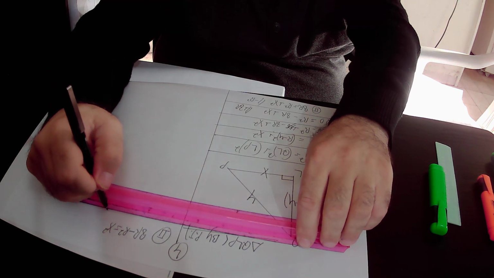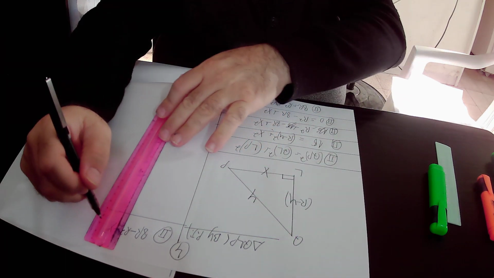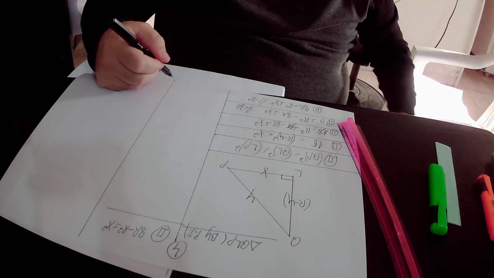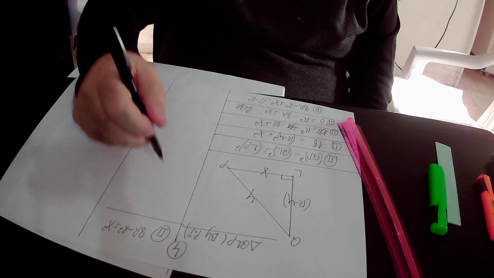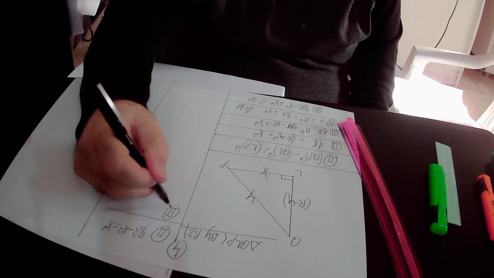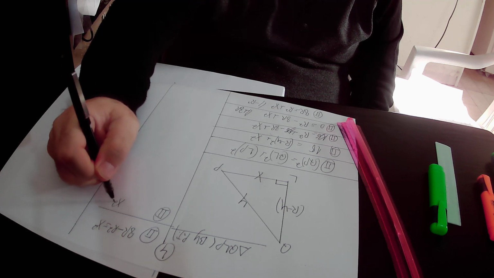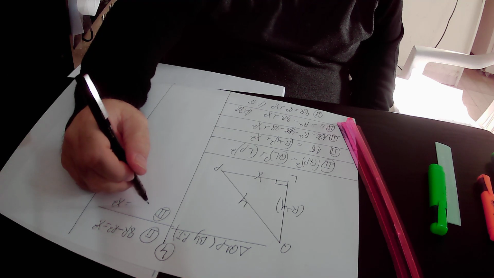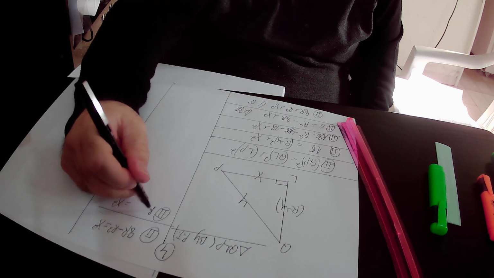Okay, and we already found out that according to equation number 1, x squared equals R squared minus 4R.